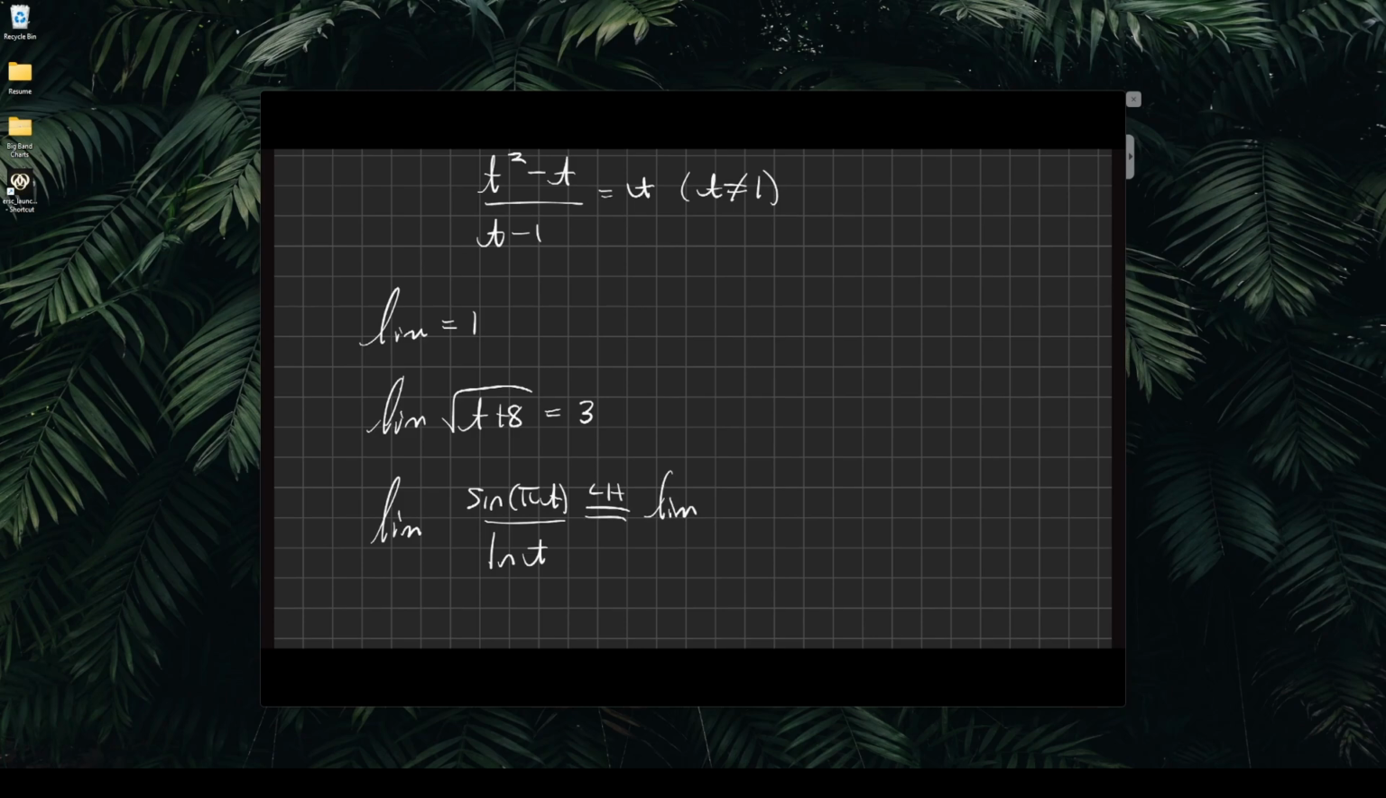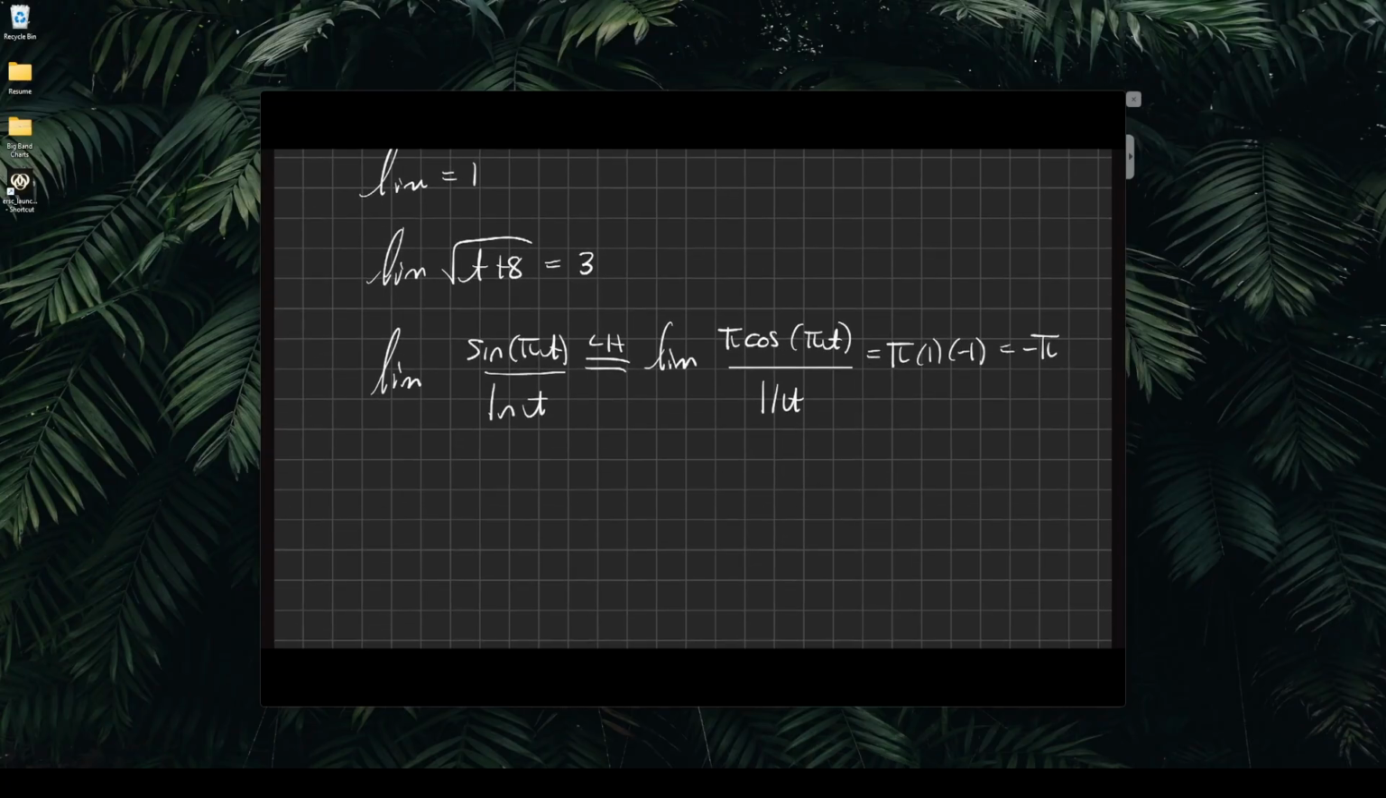So this would come out to pi cosine of pi t by the chain rule. And then remember that the derivative of ln of t is 1 over t. And so now we could do a direct substitution. This would just be pi of 1 times negative 1. So just negative pi. Okay, so then the limit of this vector is itself the vector 1, 3, negative pi.